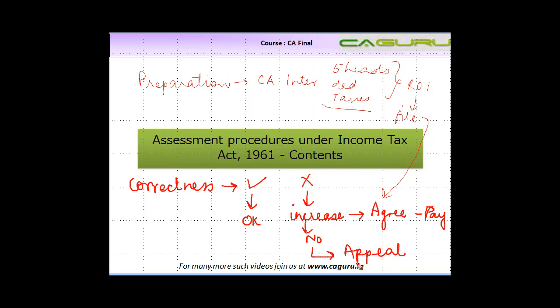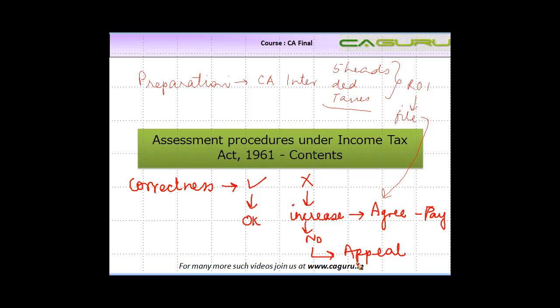Appeal is a mechanism by which the assessee says that whatever the tax office is saying, I don't agree with that, and let us go to a third person who is senior in rank to the assessing officer and get his blessings on what is the correct position according to the law. All these things we are going to see in subsequent slides, but this was just to give you an idea as to what happens once you file your return of income.